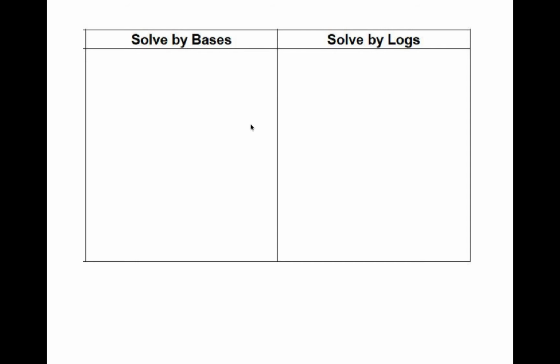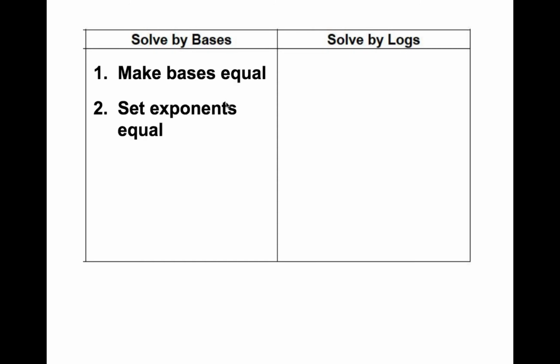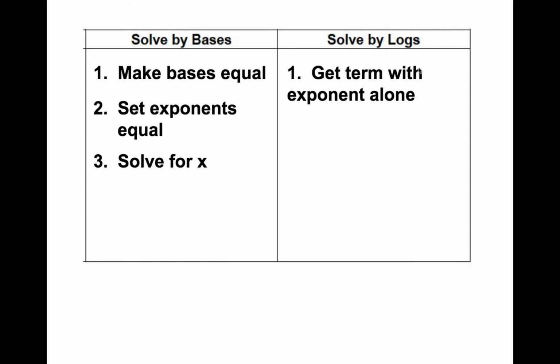There's two ways to solve this equation. The first way is to solve by using equal bases. So step one is to make the bases equal, and you always want to go smaller. Then you would set the exponents equal, and then just solve for x. Sometimes, though, it's not possible to make the bases equal, so then you have to solve by using logs. So to do this, you would get the term with the exponent alone, do the hook method like we learned the other day, and then solve for x.